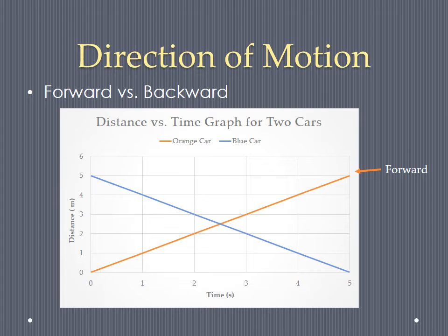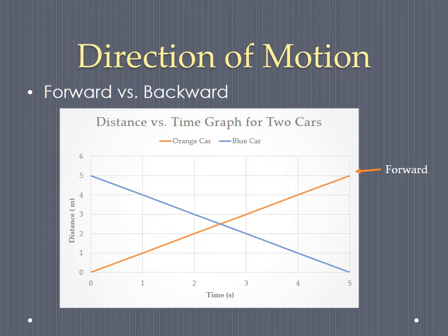So if you look at, let's say, 1 second on the orange line for the orange car, the object has moved 1 meter. At 2 seconds, it's moved 2 meters. At 3 seconds, 3 meters. And 4 meters. So as the x is increasing, the y is increasing. Again, this means that it's a positive slope and that the object is moving forward.